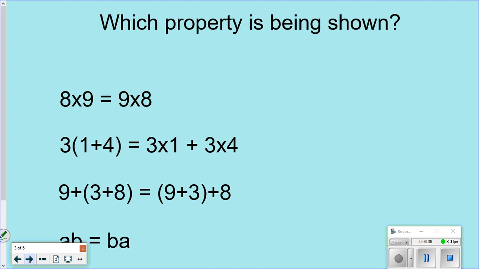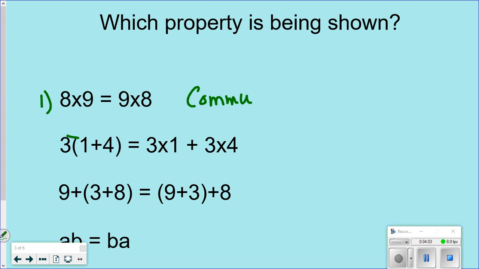All right, in your homework today, this is kind of what it's going to look like. It's going to give you some examples and ask you what property we have going on here. So if I look at number 1, 8 times 9 is the same as 9 times 8. Think about what property that would have been. And it was commutative. If you want to abbreviate, that's fine.